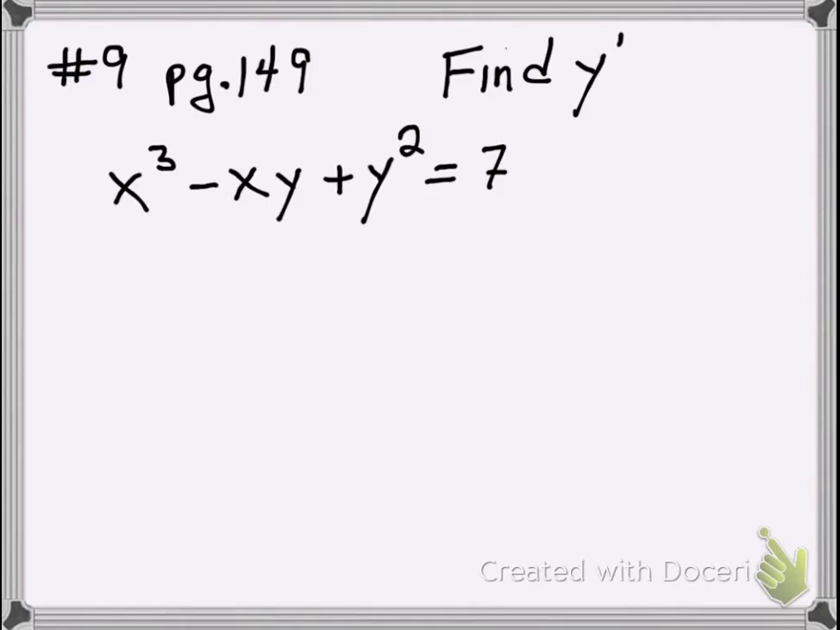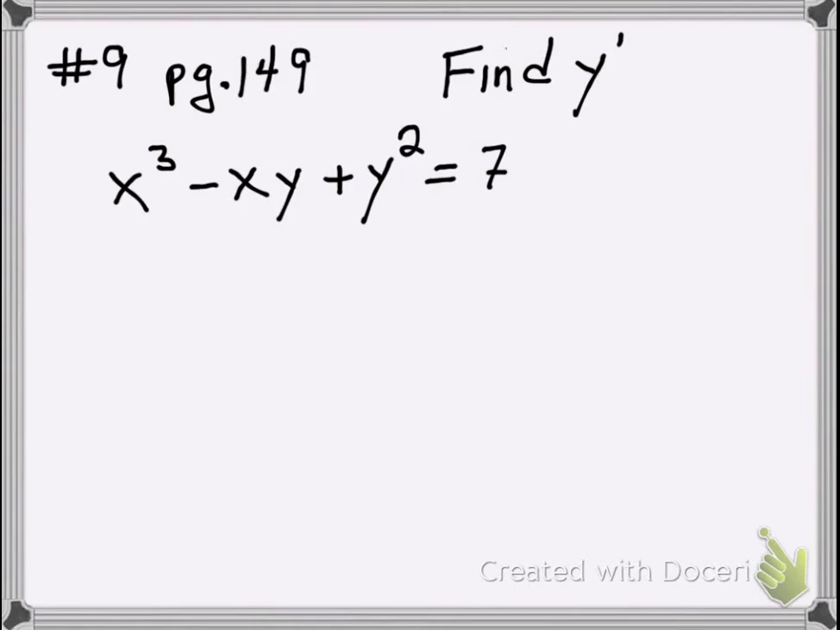And so now we're going to do, as an example, one of the homework problems that I assigned a few days ago. Problem number 9 on page 149 of your textbook. And we want to find y prime, the derivative of the implicit function y, by doing implicit differentiation. So as we've done before, we're going to take the derivative of each term of this equation, term by term, doing the derivatives one step at a time.